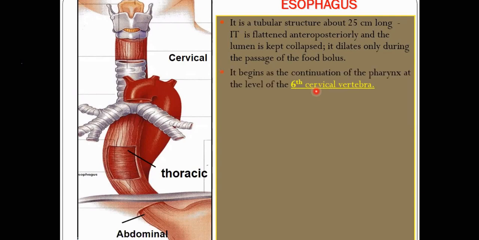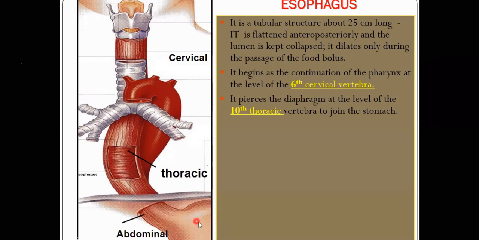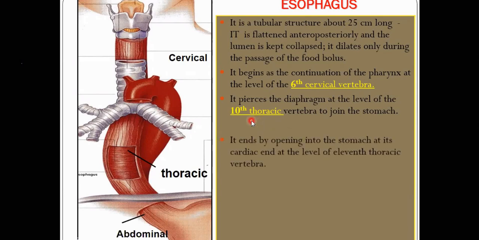It begins at the level of the 6th cervical vertebra, because above the 6th is your pharynx. It begins as the continuation of the pharynx at the level of the 6th cervical vertebra. Then it pierces the diaphragm at the level of the 10th thoracic vertebra to join the stomach. So you have to remember the levels, 6th cervical vertebra up to the 10th thoracic. It ends by opening into the stomach at the 11th thoracic vertebra. But when it crosses the diaphragm, it is at the 10th thoracic vertebra.